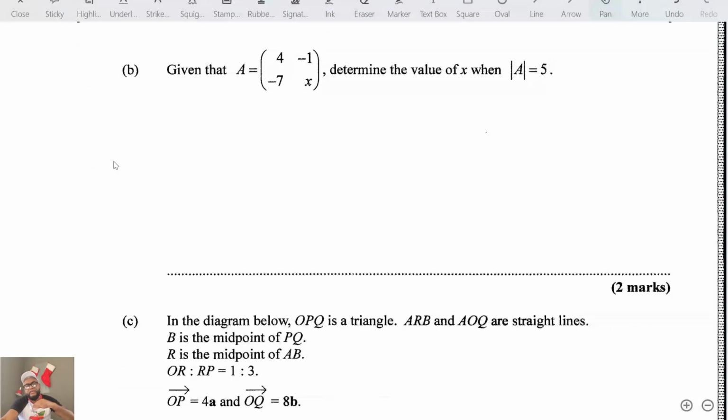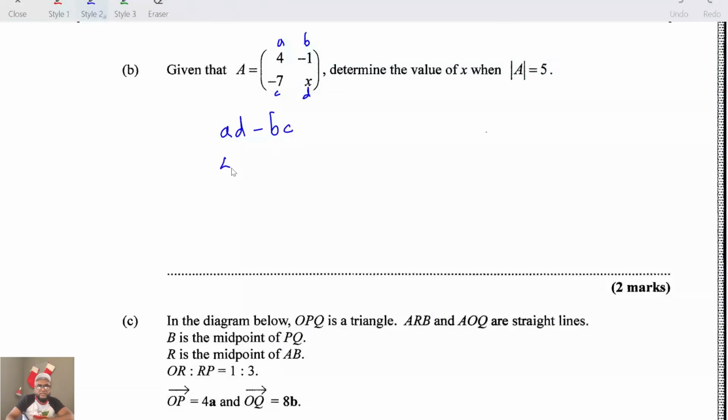Moving again. Given that A is equal to the matrix 4, -1, 7, -7, and x, determine the value of x when the determinant of the matrix is 5. So you all know that the determinant of the matrix would be A multiplied by D minus B multiplied by C. This is A, this is B, this is C, and this is D. So this will become 4 by x, which is just 4x, minus B by C, which is -7 by -1, which will be +7, is equal to 5.